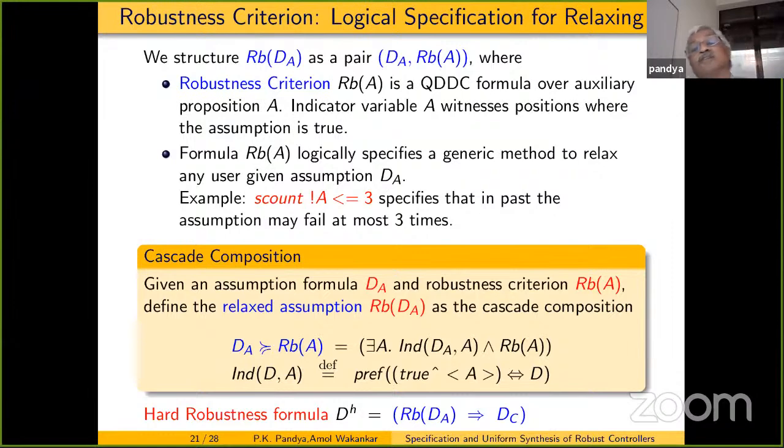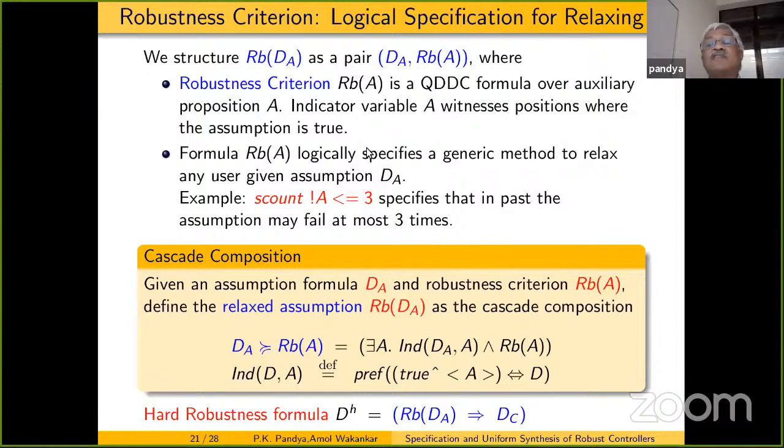Now let's go into the logic side. How do we specify various robustness criteria and what kind of impact they have on the relative frequency of commitment holding? So a robustness criterion is a formula over a single auxiliary variable called A. A is supposed to witness the actual occurrence of assumptions as given by the user. We don't know what it is. So we have this formula with this free variable A.